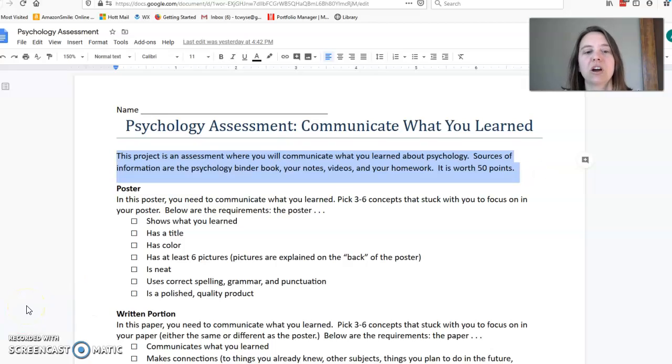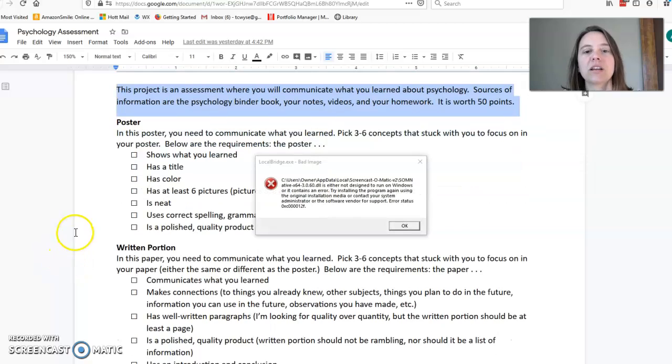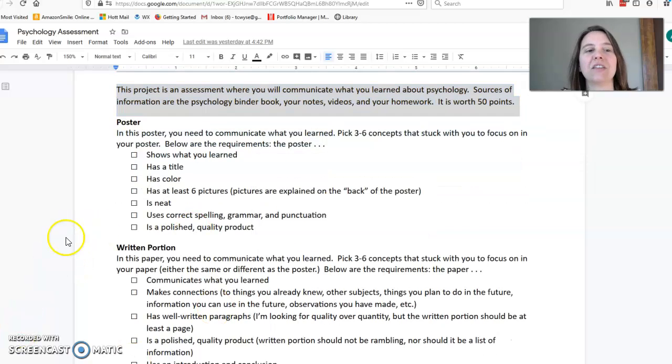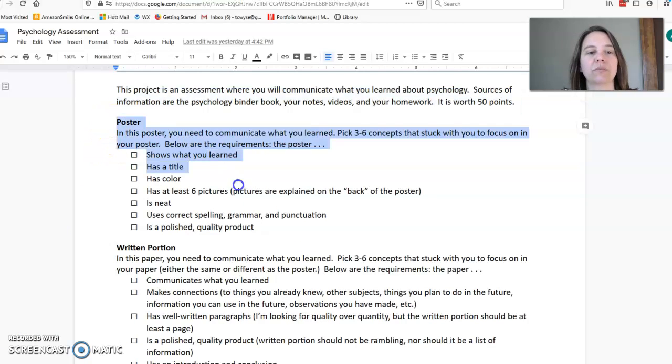Sources of information are the Psychology Binder book, your notes, videos, and your homework, and it is going to be worth 50 points. There are 3 aspects to it. The first one is the poster. In the poster, you will need to communicate what you learned. Pick 3 to 6 concepts that stuck with you to focus on in your poster, and below are the requirements.